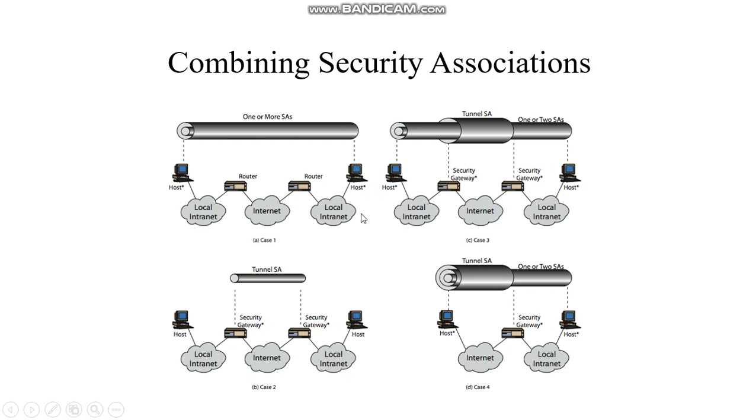That is case 1. And in case 2, the security is between the gateways. No host implements the services here. And in the third case, it combines case 1 and case 2. Case 1 is the security between the end systems, that is also given here. And also in the second case, the security between the gateways is given. So these two cases are combined to form this third case.